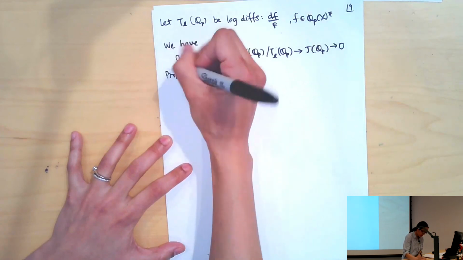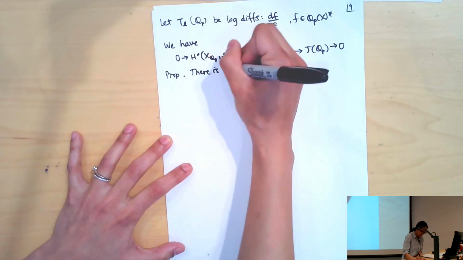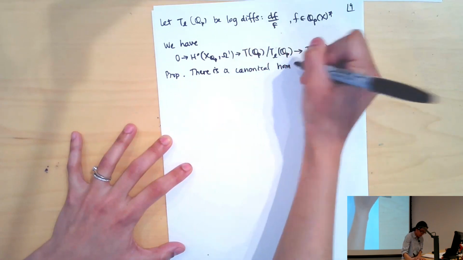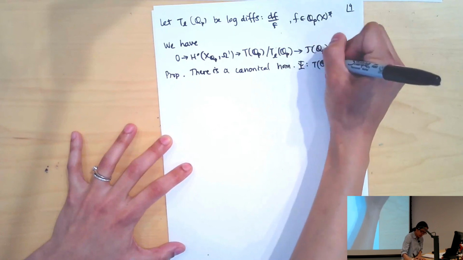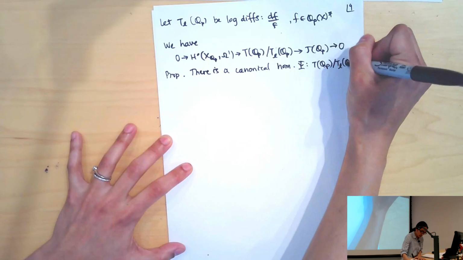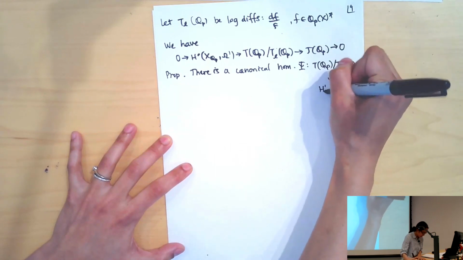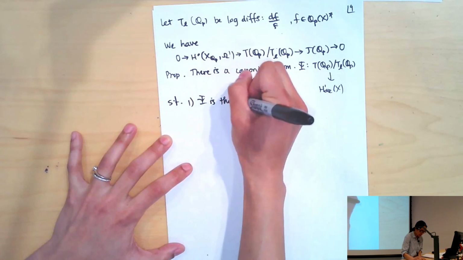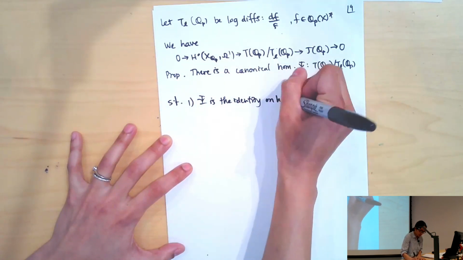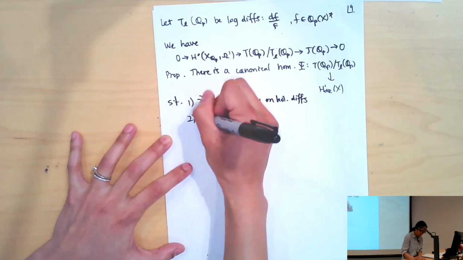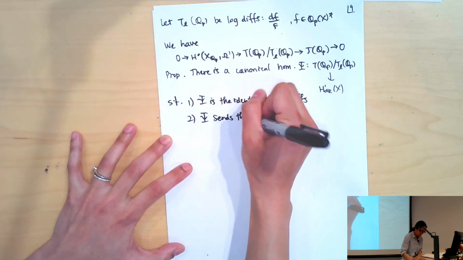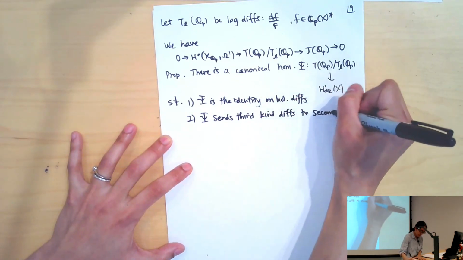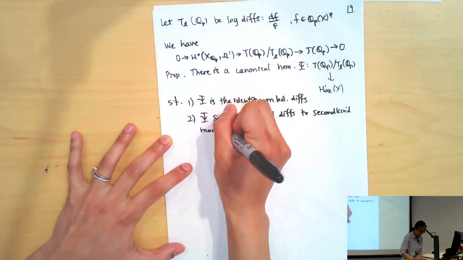And then here's how we normalize. This is in the paper of Coleman and Gross, that there is a canonical homomorphism psi from third kind differentials mod log differentials to H1 de Rham, such that psi is the identity on holomorphic differentials, and it sends third kind differentials to H1 de Rham, so to second kind mod exact.